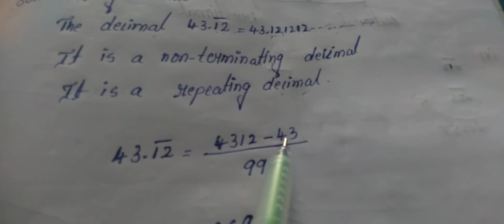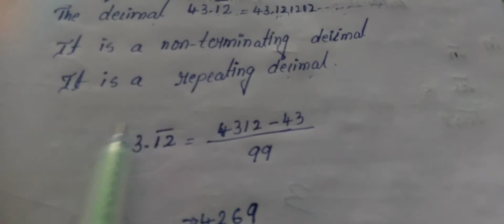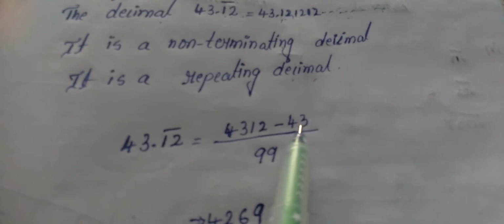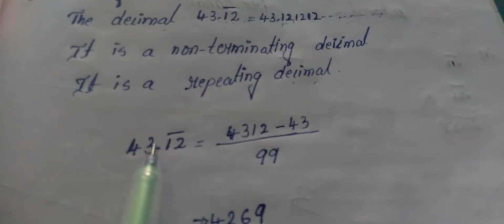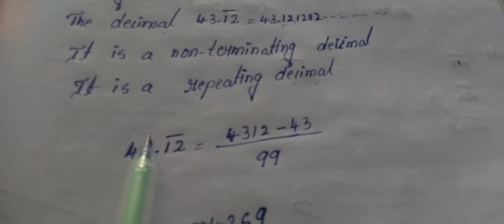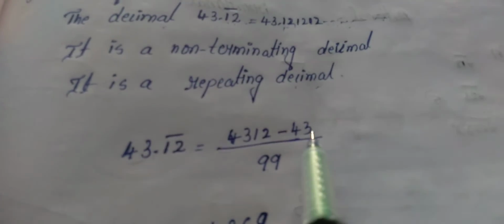4312 minus 43. 43 is the integer part. Whatever integer is there, you have to subtract that integer. If it is 76, we write 76. If it is 50, we write minus 50. If here you have only 5, you do minus 5. First you write the complete number, afterward you write minus the number on the integer side. Here 43 is there, so I am writing minus 43.